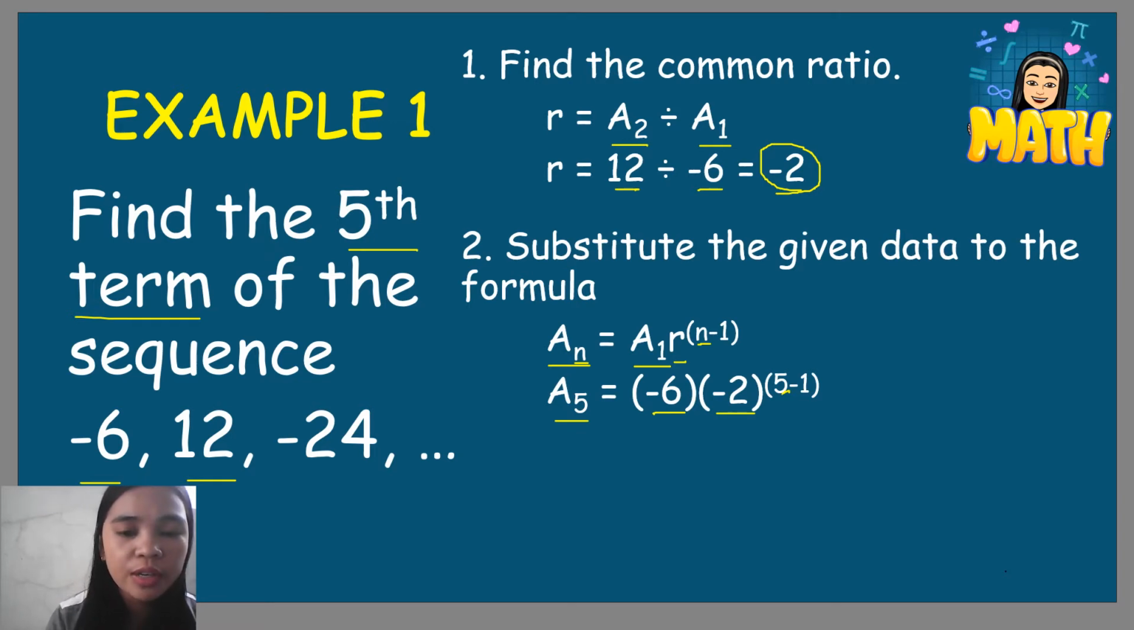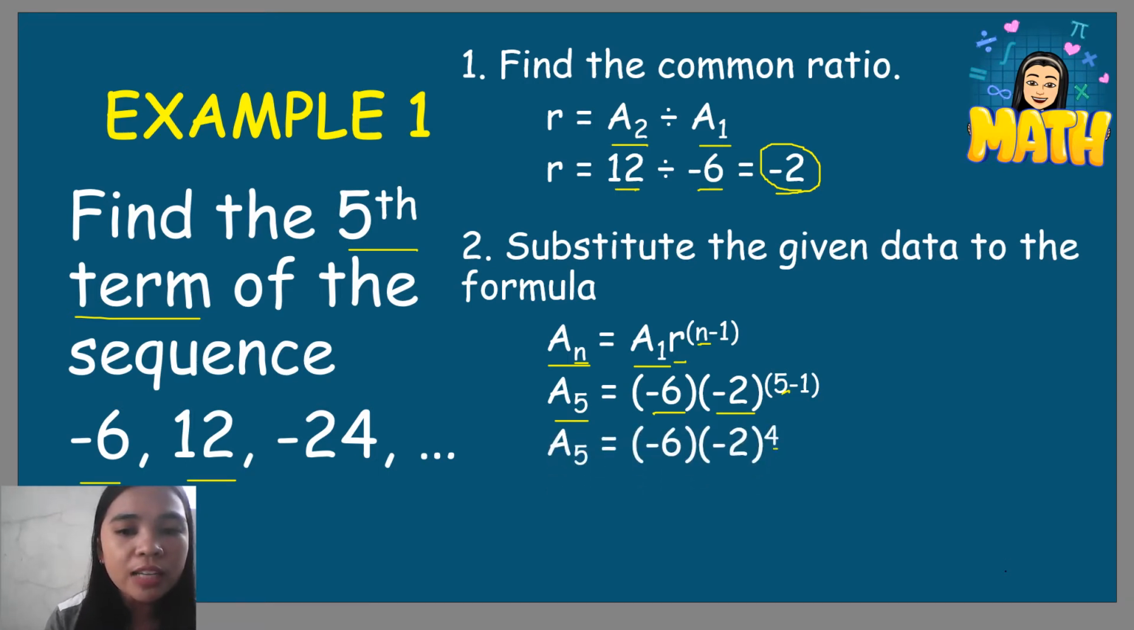Ngayon, so yung a sub 5 is equal to negative 6 times negative 2 raised to 5 minus 1. Uunahin natin yung exponent according kay PEMDAS. So, yung nasa exponent natin is 5 minus 1 is equal to 4. Okay?